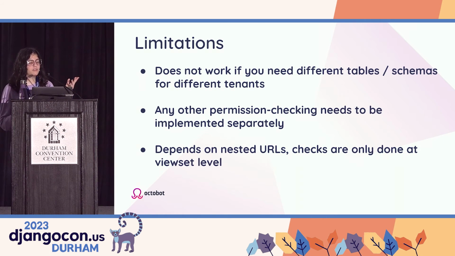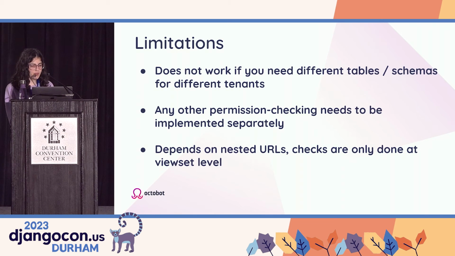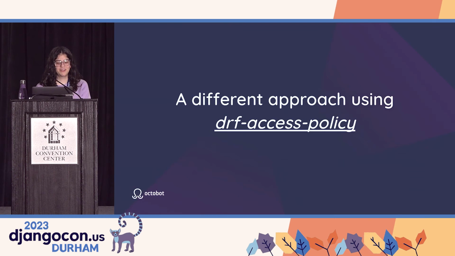And also with the custom model manager, you prevent some kinds of mistakes, but there are probably infinite other ways to mess up and still leak information if you're not careful. So yeah, that was one fix, but it's surely not a fix-all. So with that in mind, especially the middle one, the second bullet point, I have a different approach using a library called DRF Access Policy.